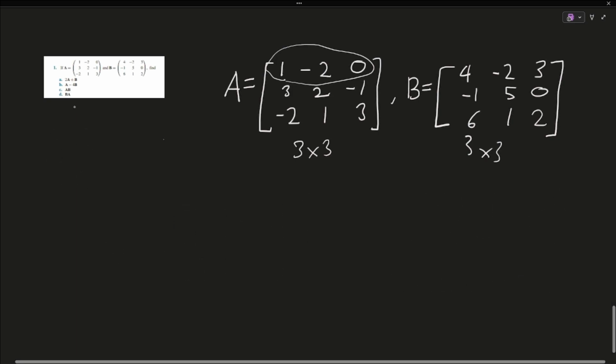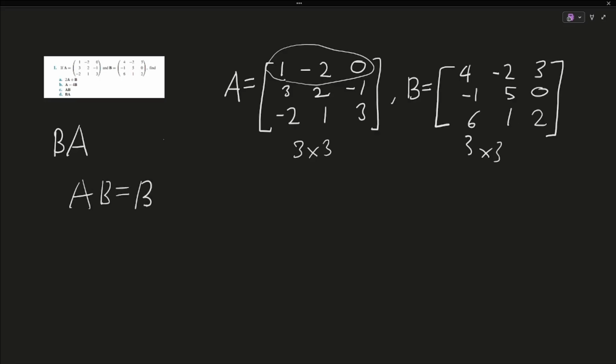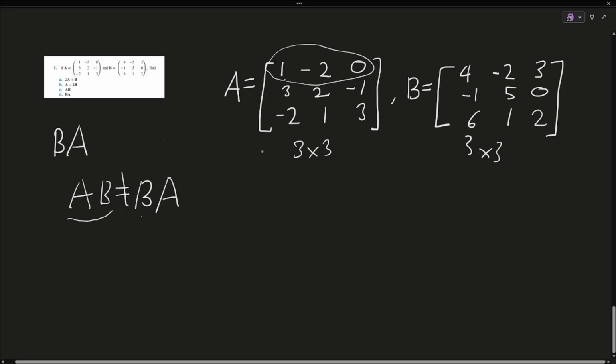Now, finally, let's try to find BA. A lot of you may be tempted to say AB equals BA, but this is definitely not true. Many times AB and BA will never be the same. In some cases it could be the same, but most of the time it won't be. And sometimes you might be able to get the matrix AB, but BA might not be defined because of the size of the multiplication matrices, okay?